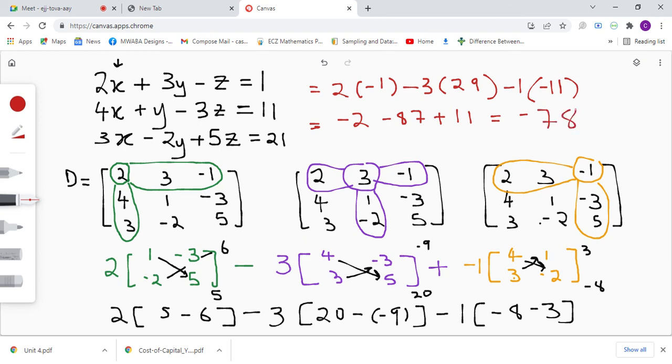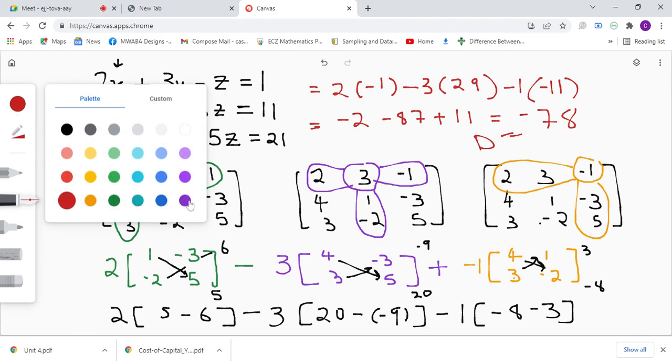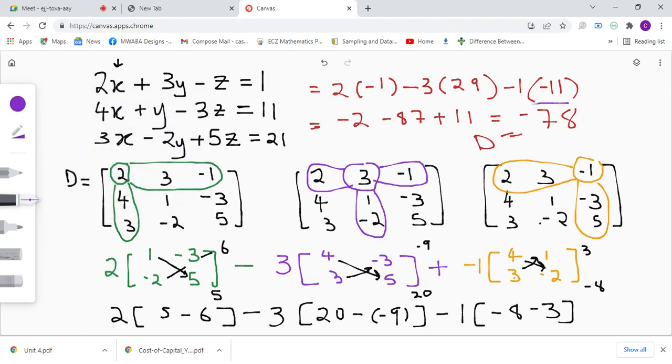So that's the value of our determinant. So we're going to say D, which means our determinant, equals negative 78. Negative 78, yes. So that's the value of our determinant. D equals negative 78.